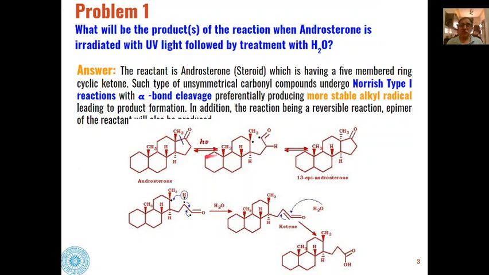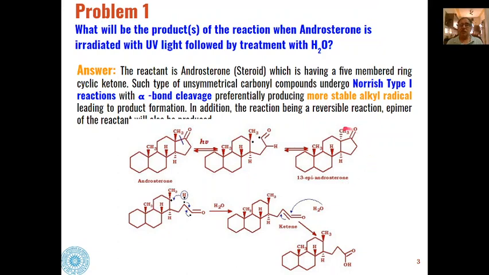And as we know, this photochemical reaction is a reversible reaction. So what will happen now is that this beta methyl carbon bond, being a single bond, can easily rotate and change its position from beta to alpha, and then recyclization can take place. Such a process will lead to the formation of an epimer of androsterone. So 13-epiandrosterone can be formed.